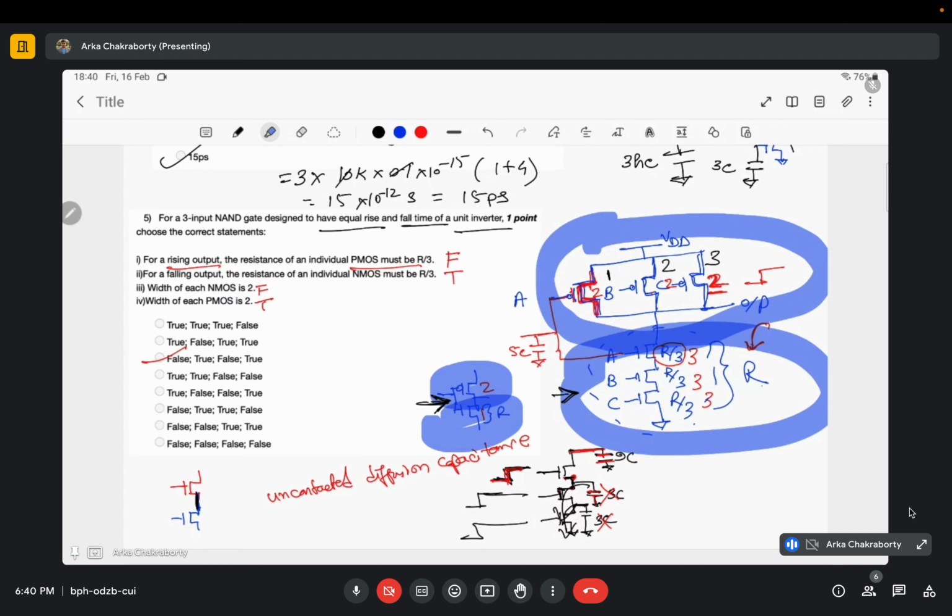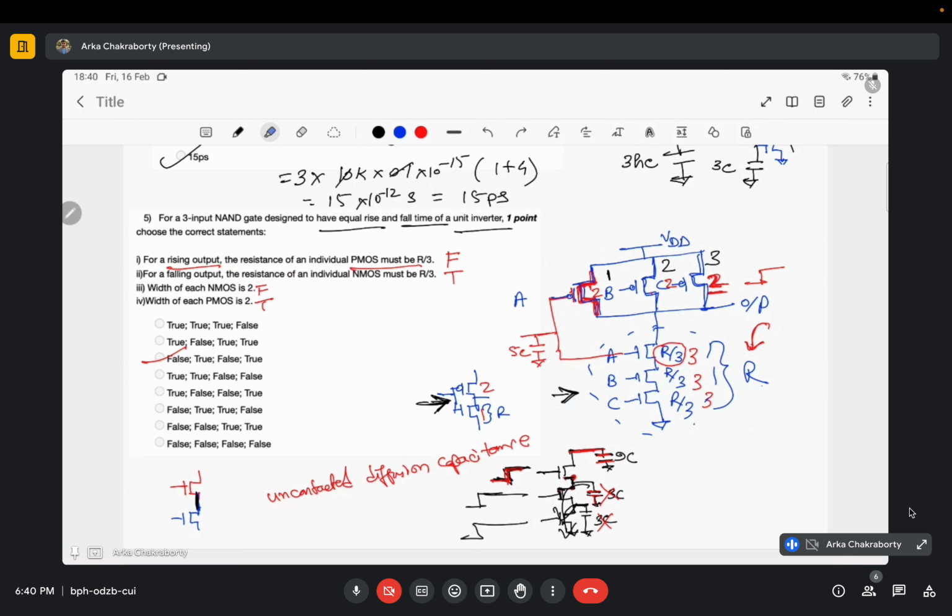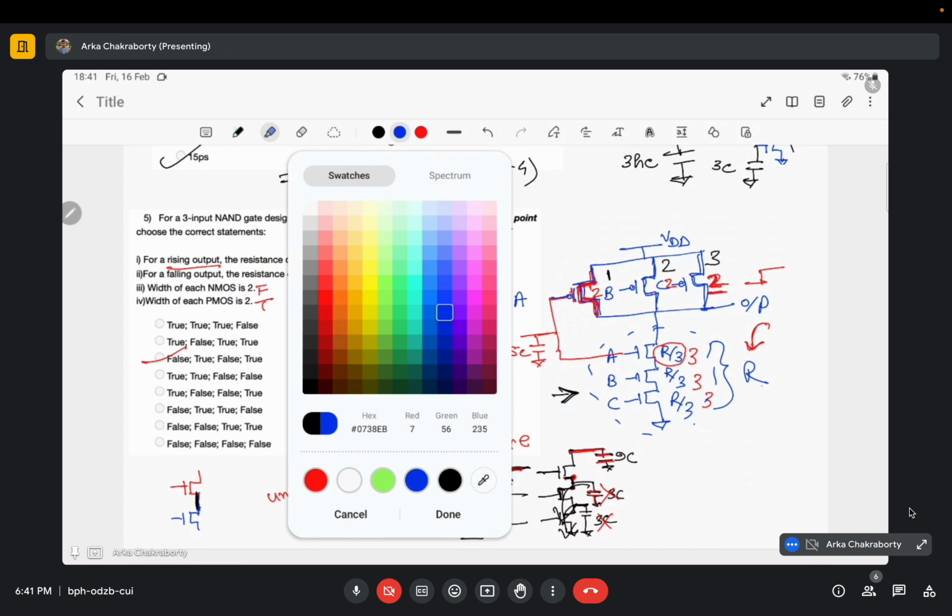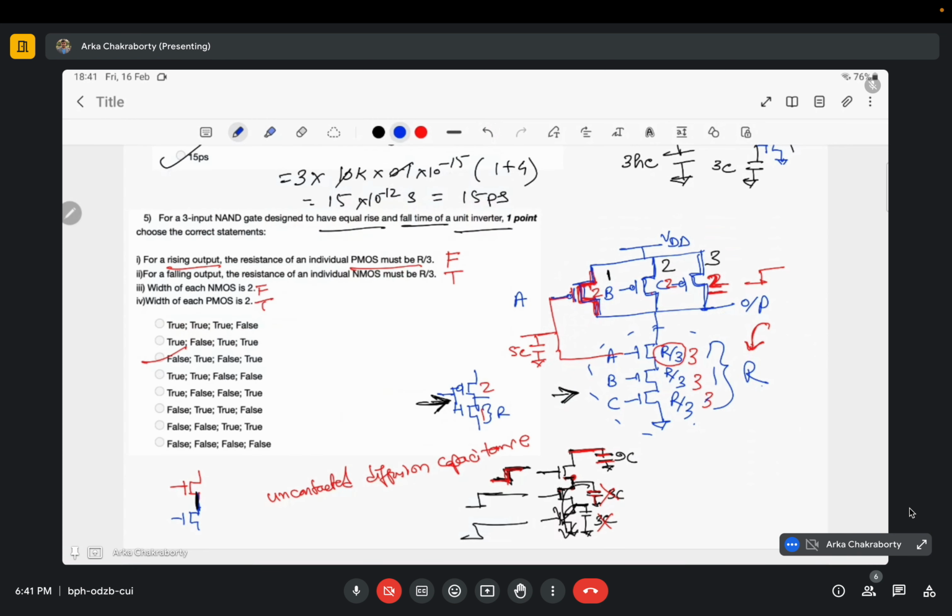Okay, so that's why we will be appropriately sizing these transistors, this PMOS stack and this NMOS stack. Now, in order to achieve the net resistance as R, what I need to do, there are 3 NMOSs present here, correct?